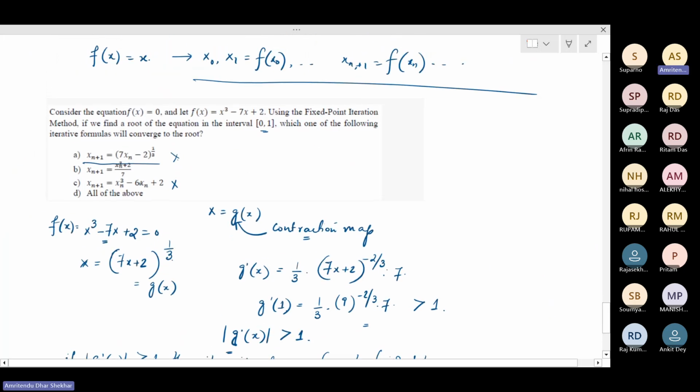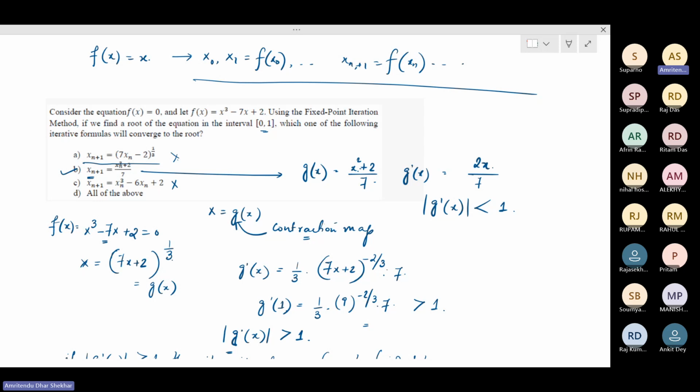Eventually, if you look at this option where g of x is equal to x squared plus 2 by 7, and if you compute g dash x, then g dash x is equal to 2x by 7, and g dash x is less than 1. So this is the iteration scheme which will converge, because under this formulation it becomes a contraction map. I hope this is clear.